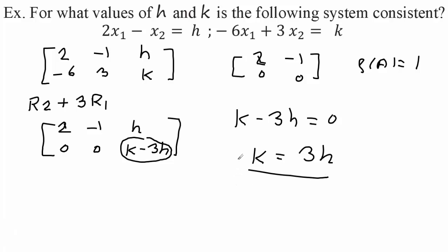That means we can get different pairs of h and k. If you take h equal to 1, we get k equal to 3. If we take h equal to 2, you get k equal to 6. For h equal to 3, k equal to 9. Thus, the pair of h and k which satisfies this equation gives a consistent system.